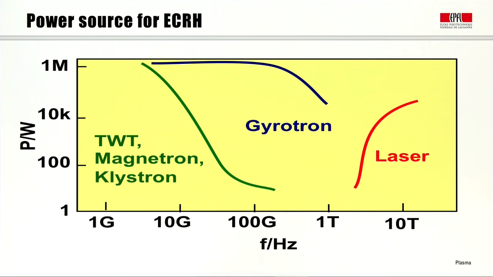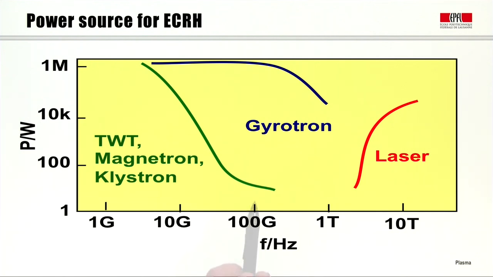If we take the second harmonic of that, it will be 200 gigahertz, which is already quite difficult for a high power source. And what kind of power sources do we have in this range? This is illustrated in the picture, where we can see the power that the sources can provide on a logarithmic scale, say 1, 10, 100 kilowatt and 1 megawatt, as a function of the frequency.